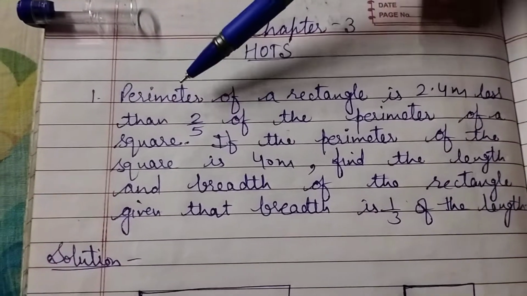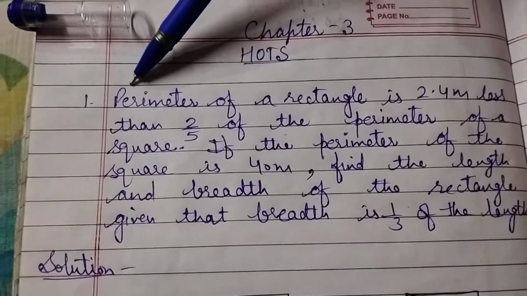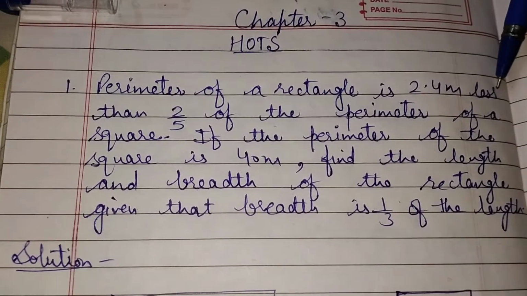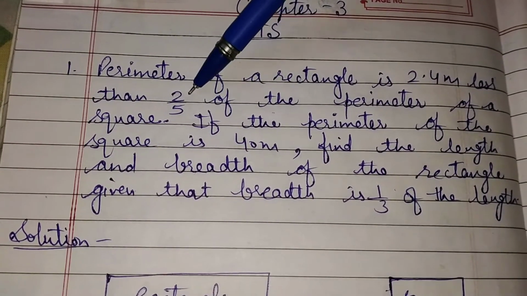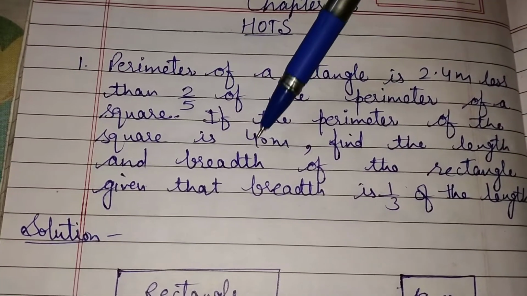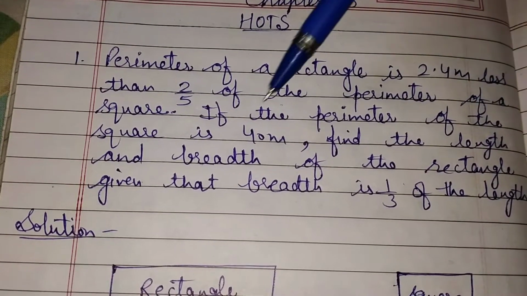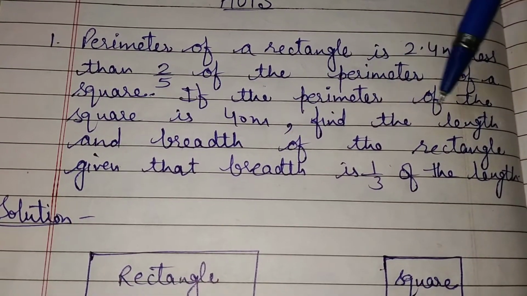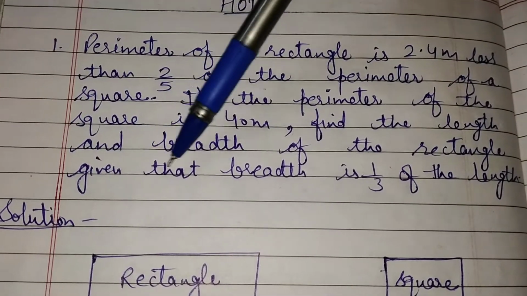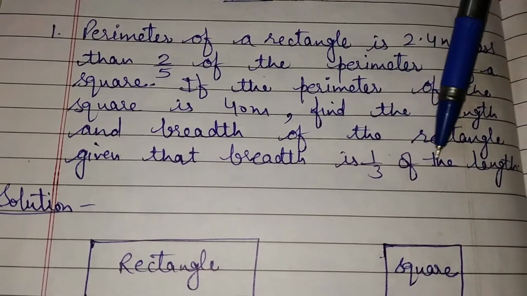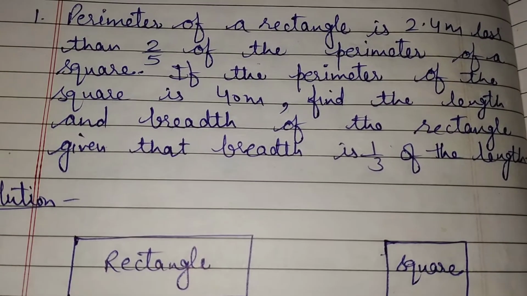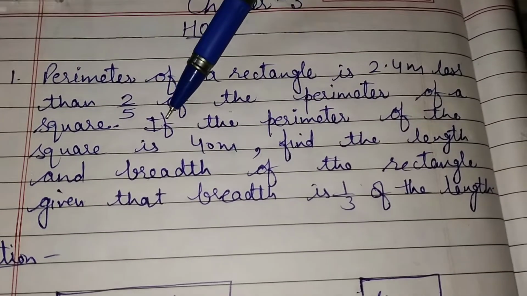Question number 1 of chapter 3: The perimeter of a rectangle is 2.4 meter less than 2 upon 5 of the perimeter of a square. If the perimeter of the square is 40 meter, find the length and breadth of the rectangle. Given that breadth is 1 by 3 of the length. One by one we will do this, step by step.